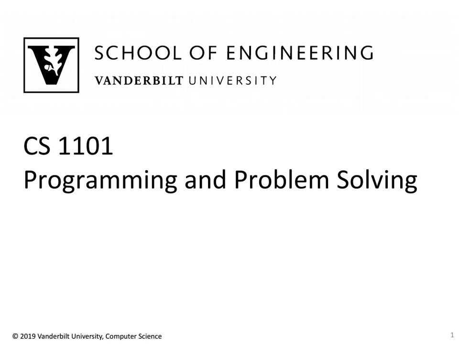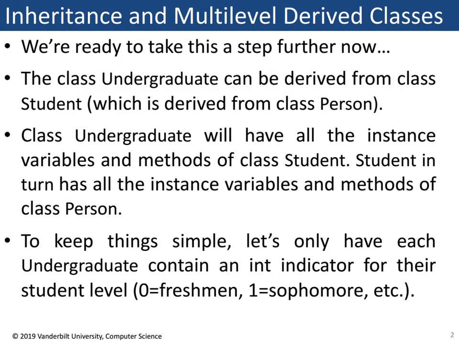This is CS1101 Lecture 13.2. We're going to be continuing our discussion of objects, specifically moving into continuing to discuss multiple levels of inheritance and polymorphism. So now we're taking it the next step.